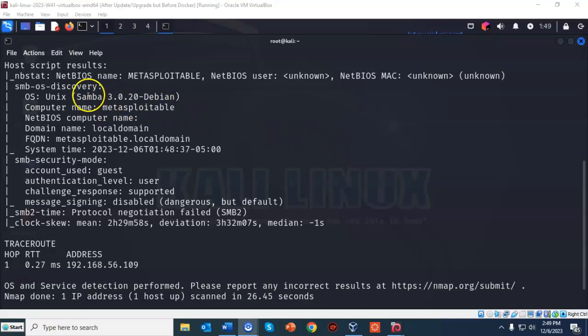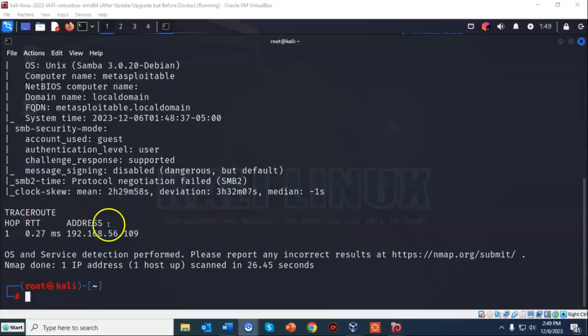And we see that the SMB is running on a version of Linux using Samba 3.0.20. That is something that we want to note because we're going to look for a vulnerability later on that we can use to exploit SMB on our target machine. We see that there are some other vulnerabilities as well. The account for guest is actually enabled. Okay, so we have an authentication level of user. Challenge response is supported, but message signing is disabled. So we have some other things going on here that we can also take advantage of.